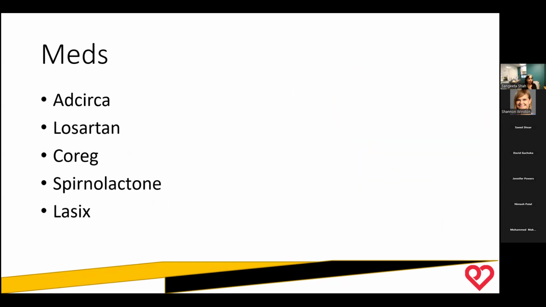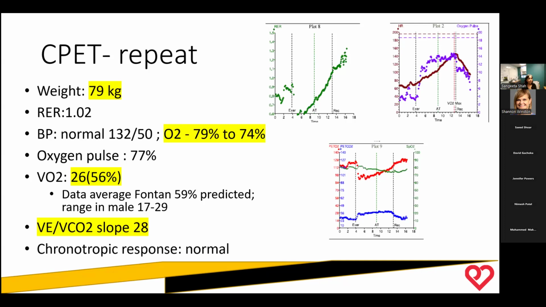So we started at Circa with our consultation with our pulmonary hypertension group and started him on routine heart failure medicines after we did a cardiac catheterization. So over the course of time and titration of medicines and having him understand the importance of weight loss, what we see here is that his weight he reduced from 95 to 79 kilograms.